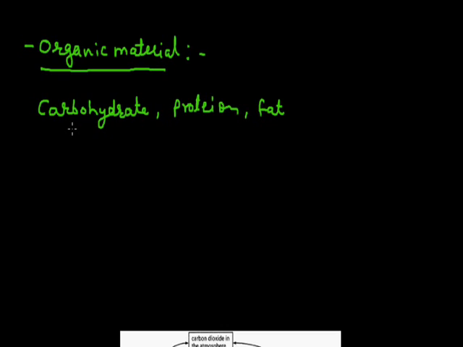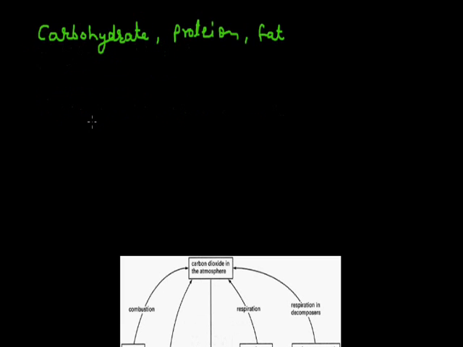Carbohydrate, as you know, provides us energy. Protein is responsible for body formation, it is a body building food material, and fat is an energy food which contains carbon. Now we discuss the carbon cycle.